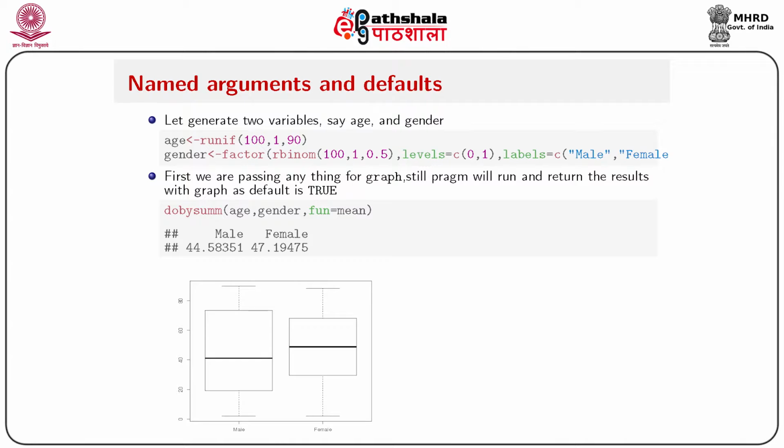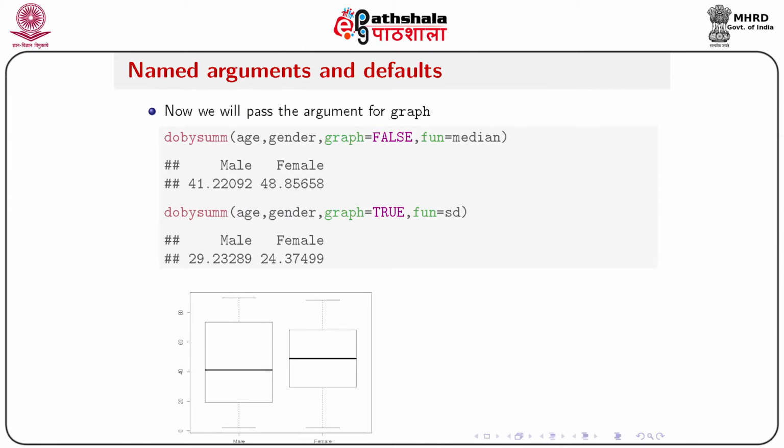For example, doBy sum age, comma, gender, comma, function equals mean. Suppose you want to generate the mean, but I am not passing the argument whether it is TRUE or FALSE, it will automatically generate the box plot that was defined in the function itself. But if you don't want the box plot, you can just mention graph equals FALSE. But if you don't give anything about the graph argument, automatically it will generate the box plot.